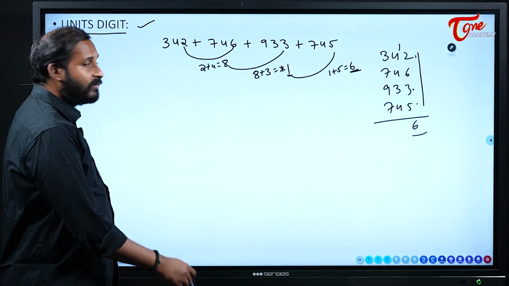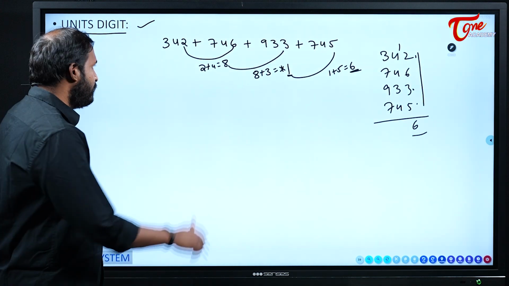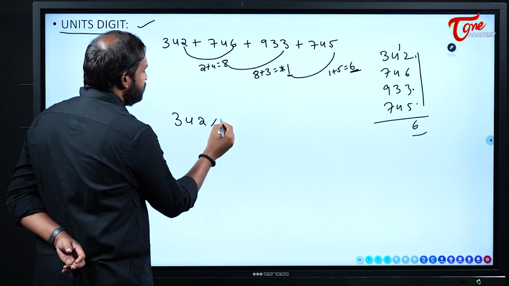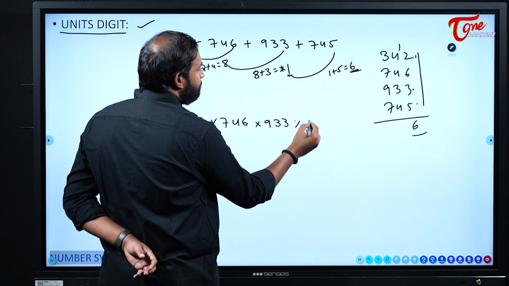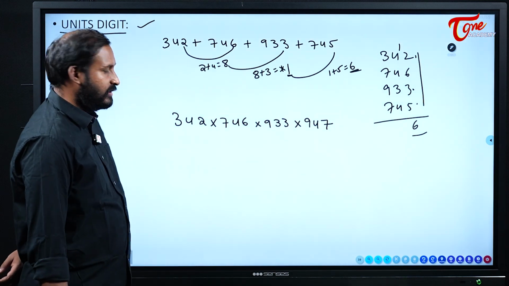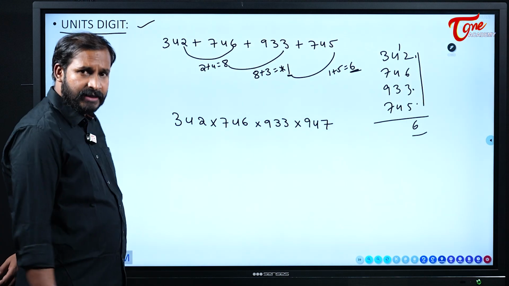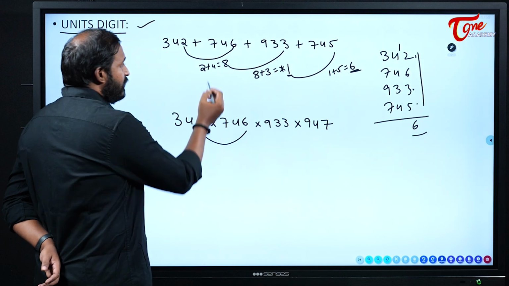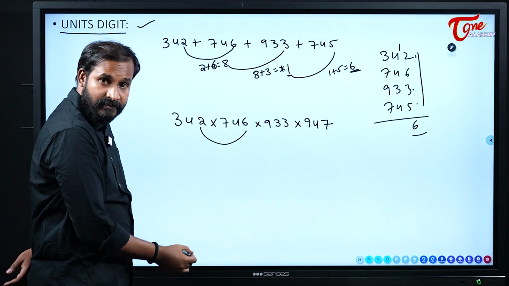Okay. Now, for example, if the question is based on a product, it is the same thing. For the same numbers, or I will change this a little bit, 746 into 933 into 947. I have a number something like this. I need to find the units digit of this product. For the product, we do the same thing as we did for addition. Here we added, right? Now we will multiply.